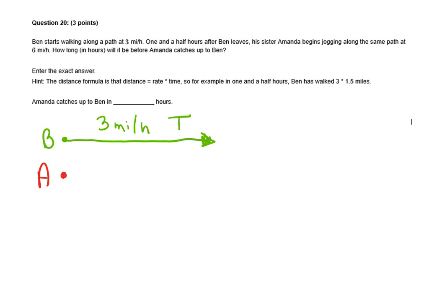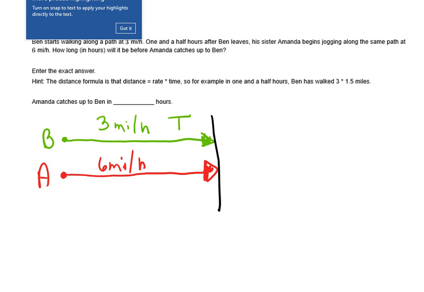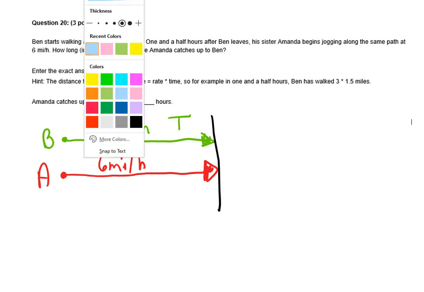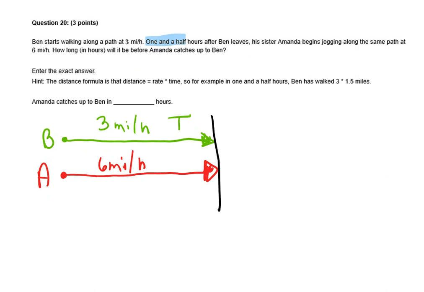Then you've got Amanda. Amanda starts from the same point. She eventually will catch up to Ben right here. Her rate is 6 miles per hour. That's all I know. Oh wait, I do know one more thing: 1.5 hours after Ben leaves, his sister Amanda begins jogging along the same path at 6 miles per hour.